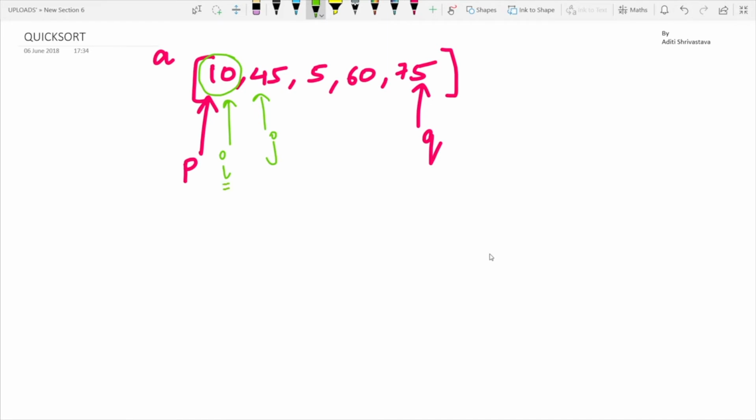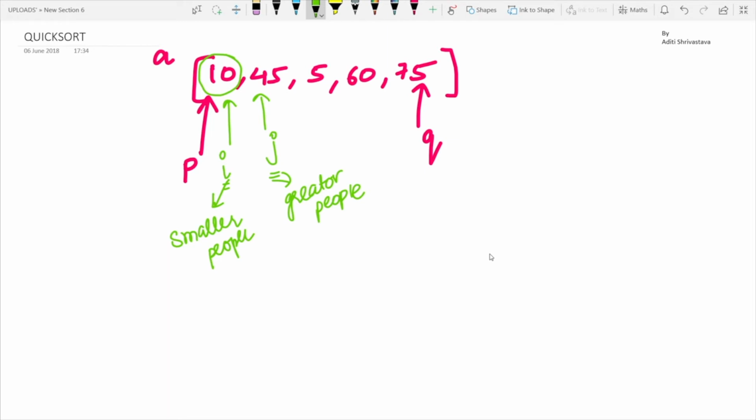Here I and J both have different purposes, and that's why they came into the picture. I takes the smaller people and J takes the greater people. What do I mean by smaller people and greater people? I mean that at the end of the partition algorithm, what we get is the correct position of the pivot element. That is, the elements to the left of the pivot element are less than the pivot element, and elements to the right of the pivot element are greater than the pivot element.